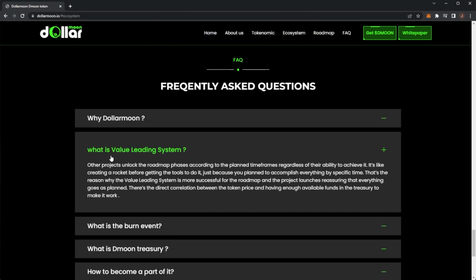What is the value leading system? Other projects unlock the roadmap phases according to the planned timeframes, regardless of their ability to achieve it. It's like creating a rocket before getting the tools to do it. Just because you plan to accomplish everything by a specific time, that's the reason we use the value leading system. It's more successful for the roadmap and the project launches, reassuring that everything goes as planned.